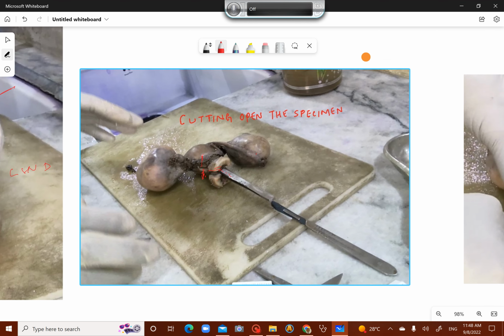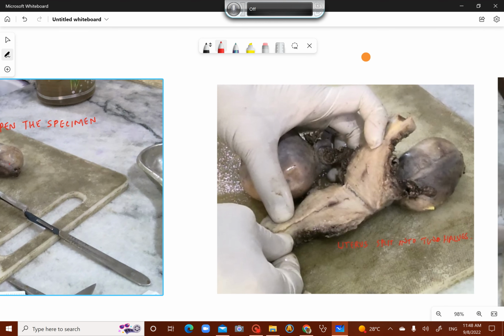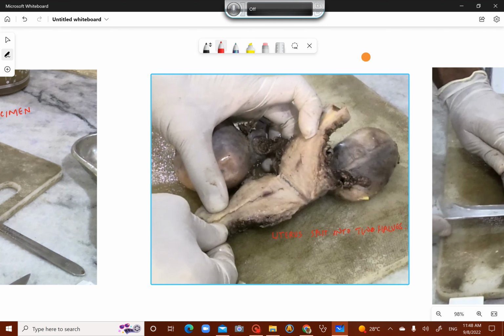Now after cutting the specimen, here you see the uterus has been divided into 2 parts, one the upper part and the other the lower part. And you can see the cavity of the uterus. That's the cervix, that's the endocervical canal. This is the myometrium over here, and the endometrium would be here, lining the cavity, and the perimetrium would be outside.